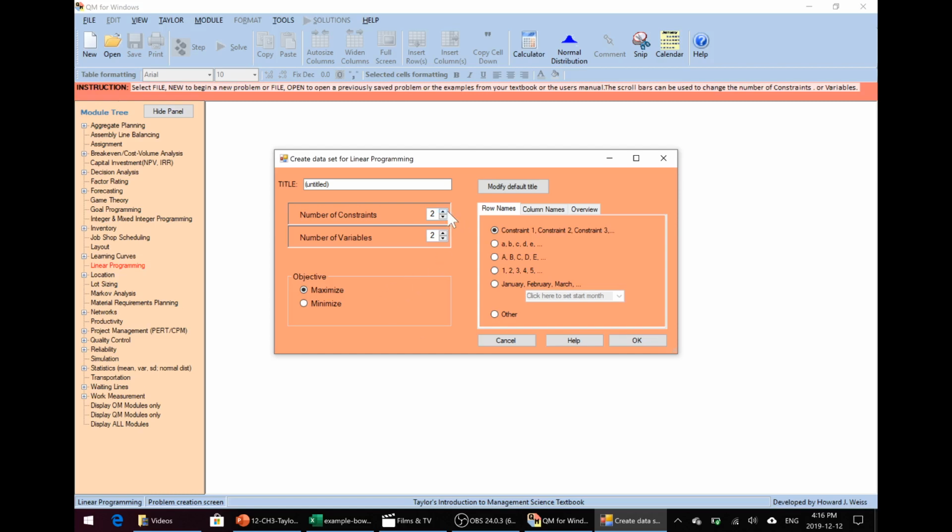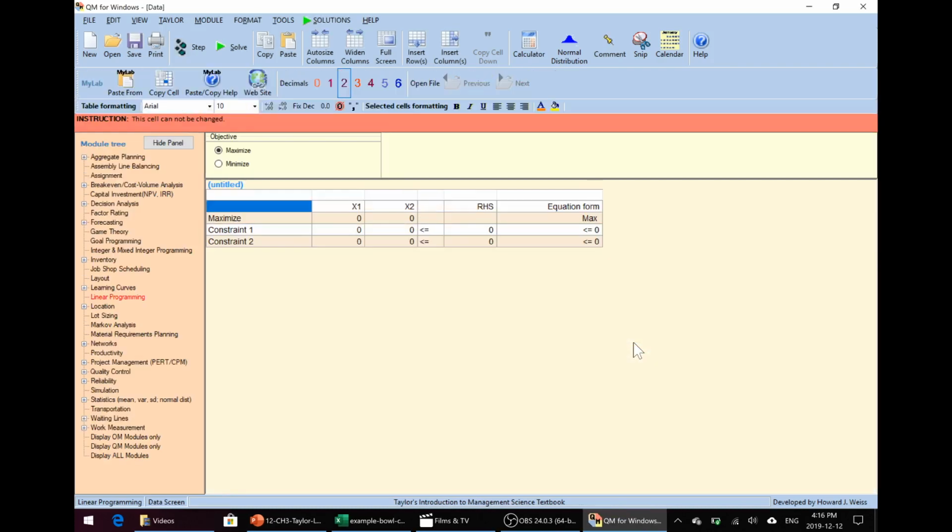How many number of constraints? We can just increase this number of constraints. We can increase or decrease the number of variables. We can give a title if you like, maximize, minimize, and so on. So we will solve the same problem as Bowles and Marx. I will show you the same problem and try to solve this. So we just say there are two constraints, two variables, and it's a maximization problem. We say okay, and we say okay.